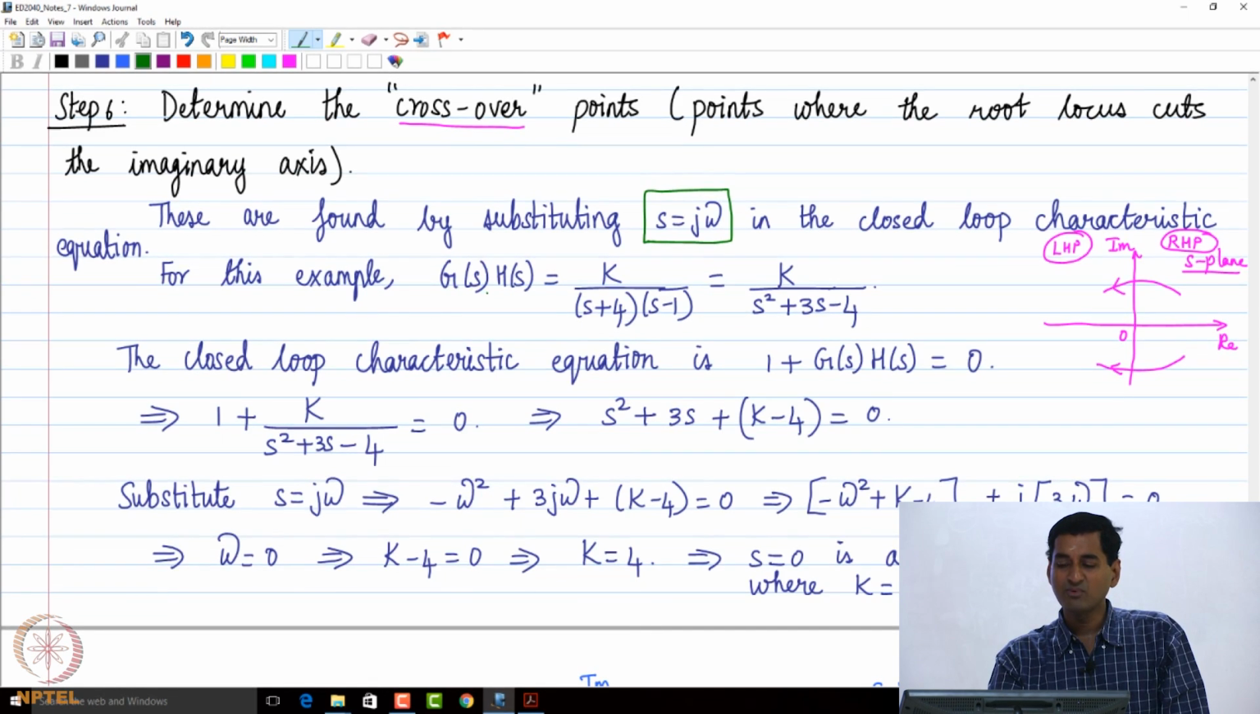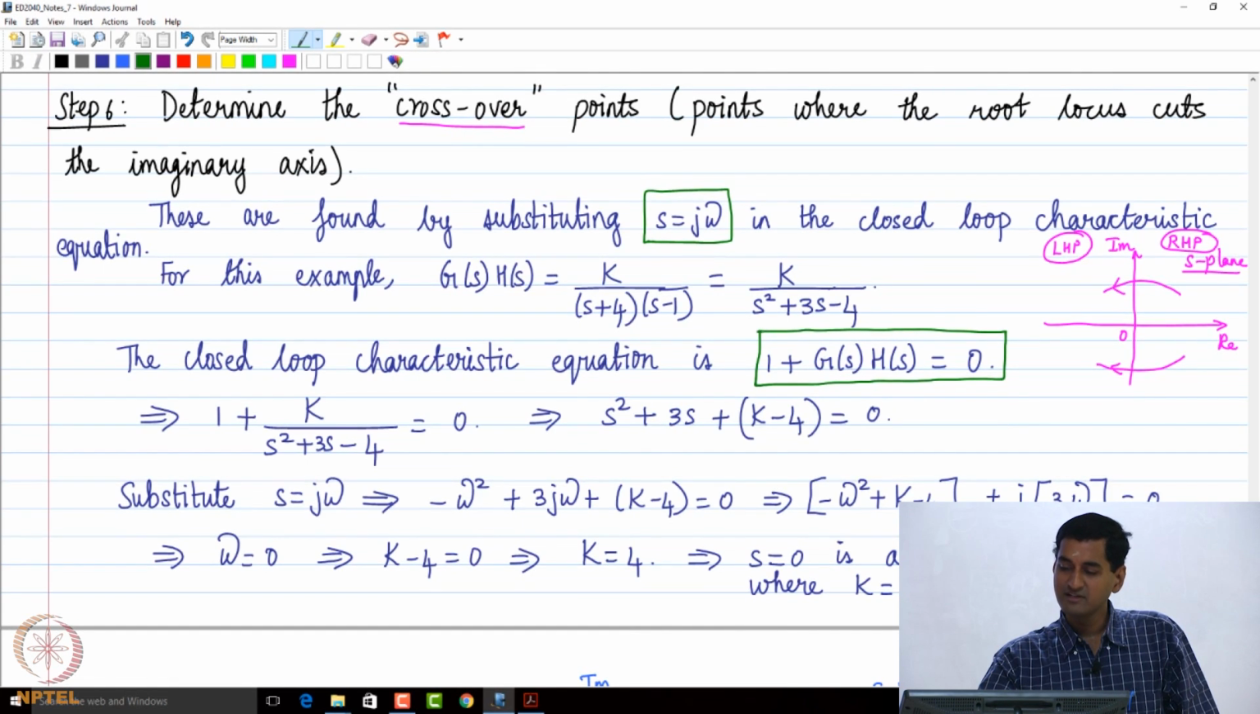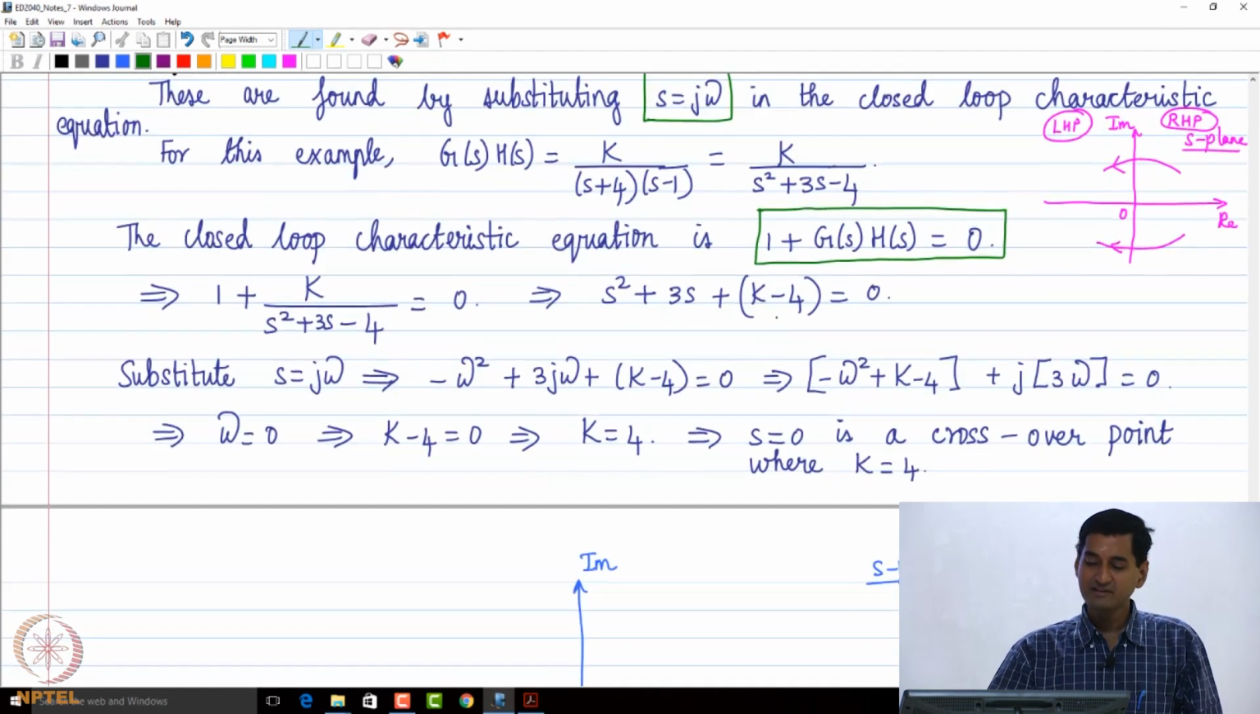So let's consider the example that we are looking at. For this example, g of s h of s was k divided by (s plus 4) times (s minus 1). I just expanded it as s squared plus 3s minus 4, right? So now the closed loop characteristic equation is 1 plus g of s h of s equals 0. That's something which we already know, right? So we just plug it in and simplify, and we get the closed loop characteristic equation as s squared plus 3s plus k minus 4 equals 0, right?